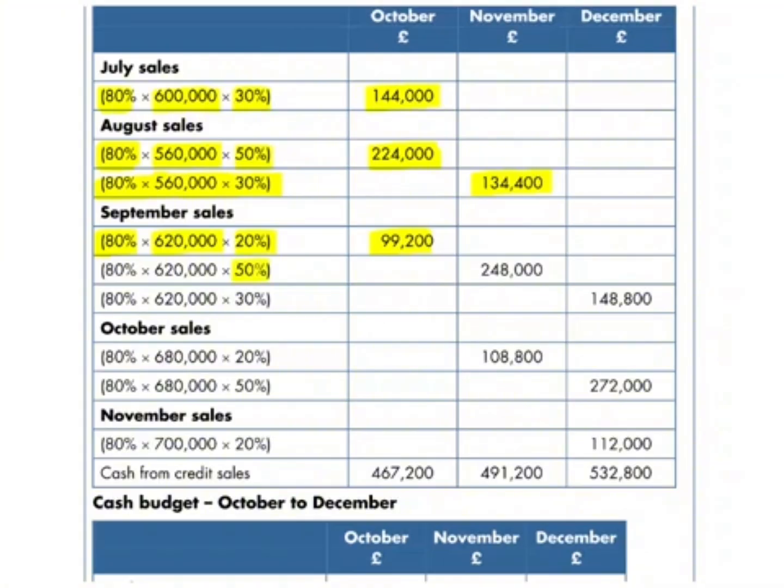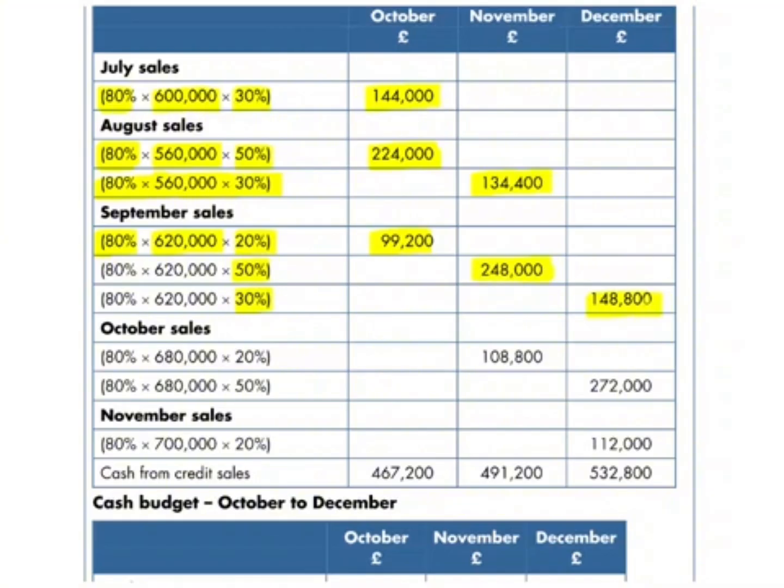50% of those sales are received 2 months after the sale has been made. So we're going to have £248,000 of cash receipt in November, and 30% of customers pay us 3 months after the sale has been made. So £148,800 will be received in December.